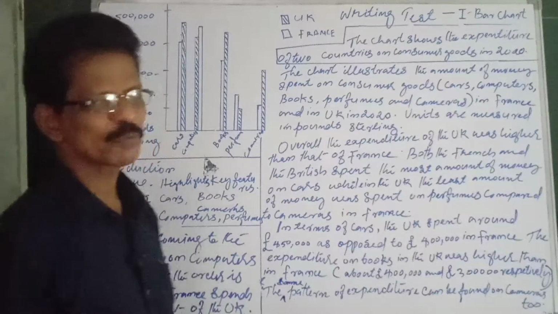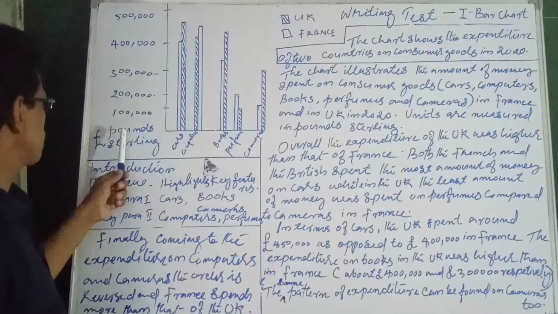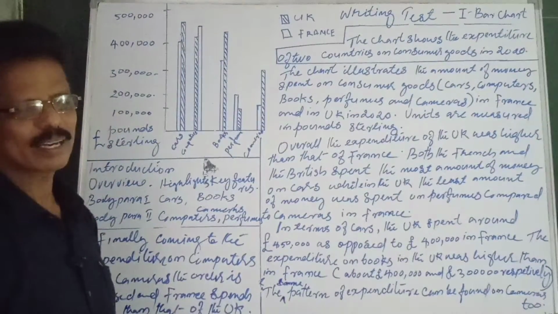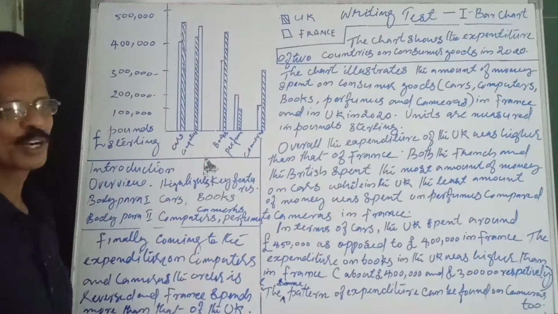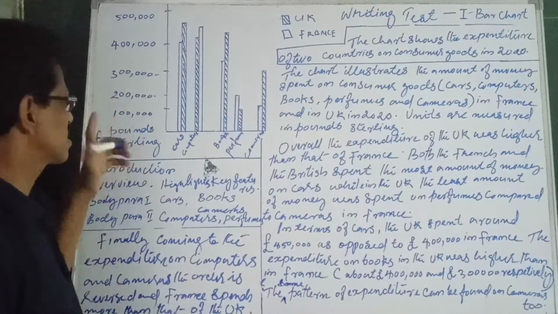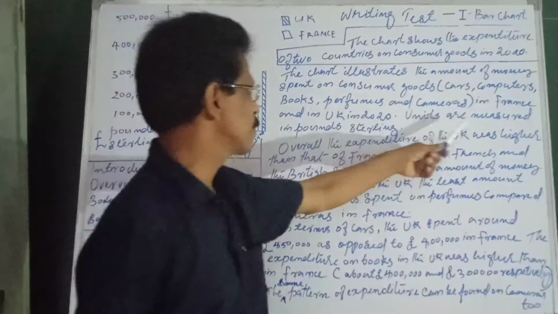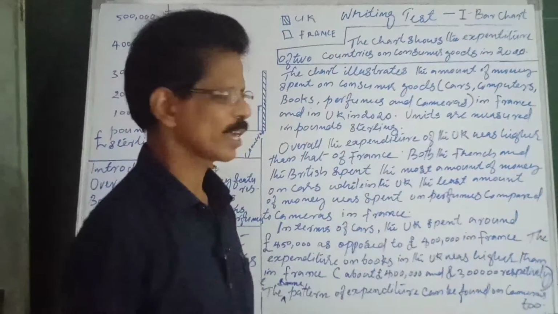So an important point is missing there. How is the amount measured? Pound sterling. That is the currency used here for this chart. Not in rupees, neither in dollars. The amount is measured in pound sterling. So units are measured in pound sterling. So that is an introduction.